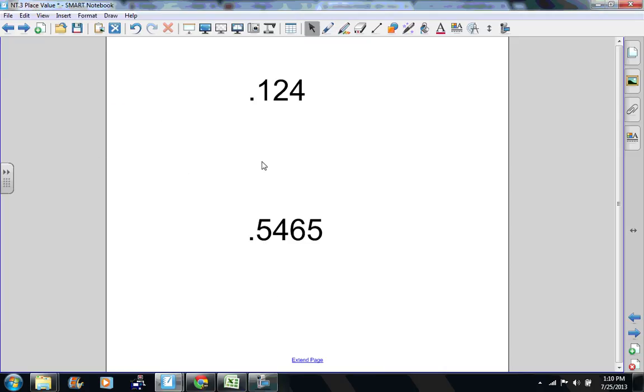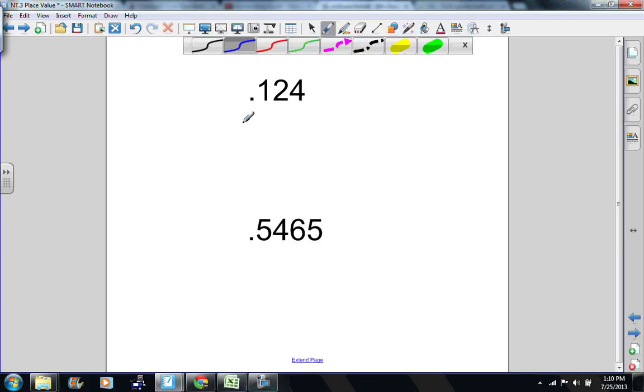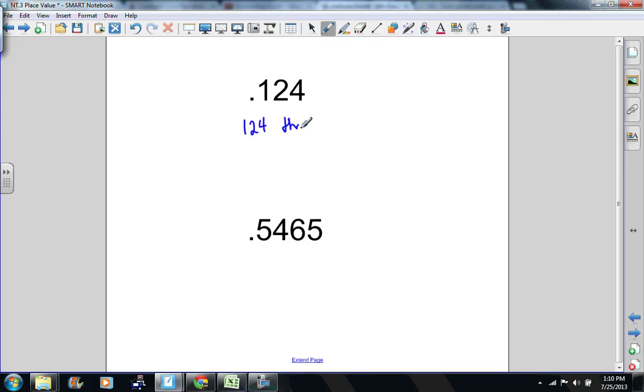So in order to read this top number, we would always look at the last decimal place. So this is the 1/10th, 100th, 1,000th place. So this is 124 thousandths. 124 thousandths. That's how you'd read the decimal. Okay, for this one, this is the 10,000th place. So this is 5,465 10,000ths. So that's a little bit tougher than regular numbers, but I just want more than anything for you to understand where each decimal place is. So the 10th place, 100th place, thousandth, 10,000ths. Okay, basically they're one off from the other side.